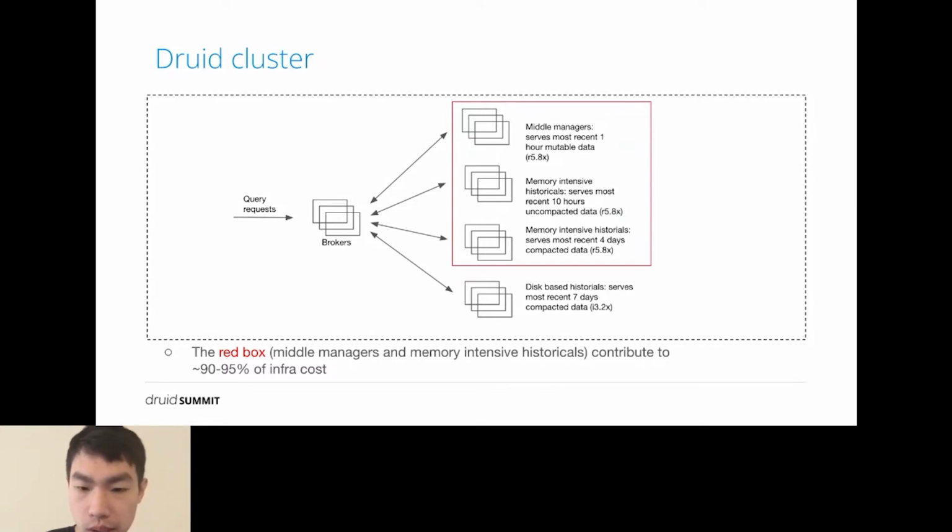After that, we also have disk-based historicals, which serve the most recent 7 days of compacted data. That's mostly for backup. Occasionally there will be a batch workflow delay, so that stage will be queried as well. But in most cases, we make sure that the ones in the red box have enough capacity so that we can guarantee the SLA. And since they are all memory-intensive hosts, they contribute more than 90% of the infra cost.